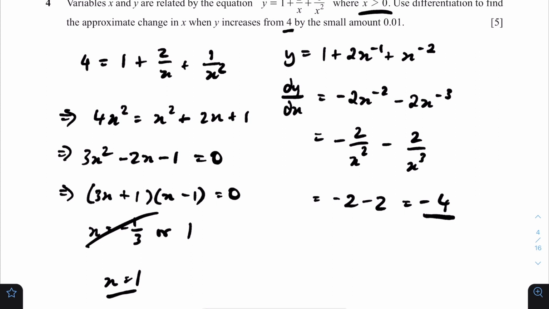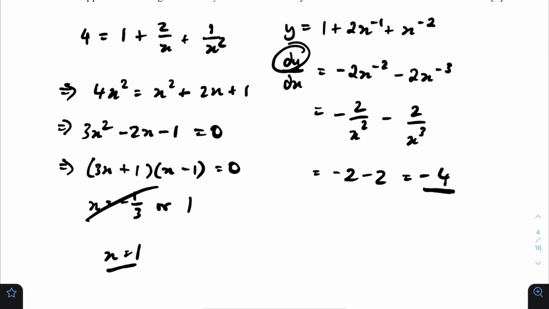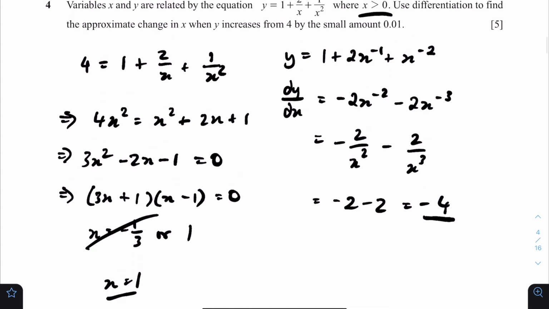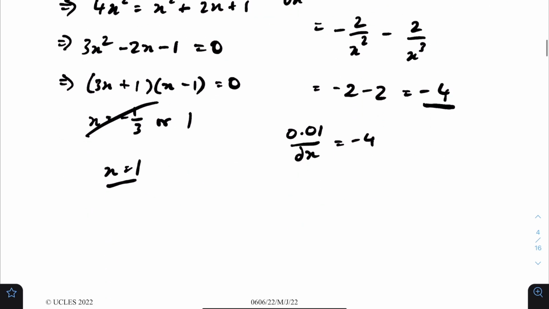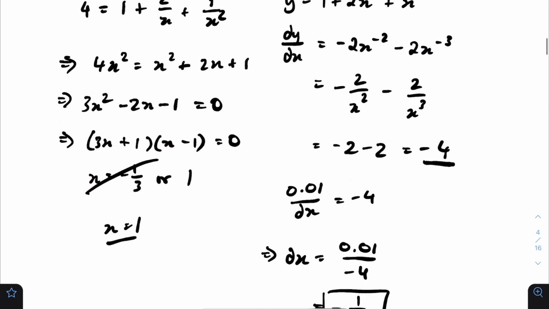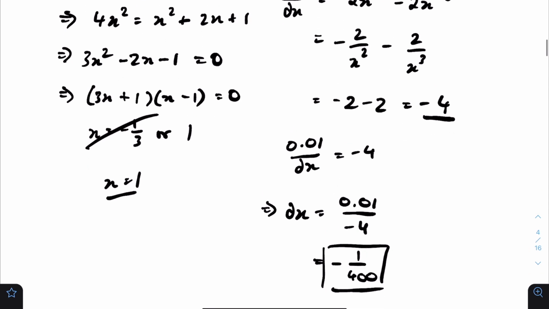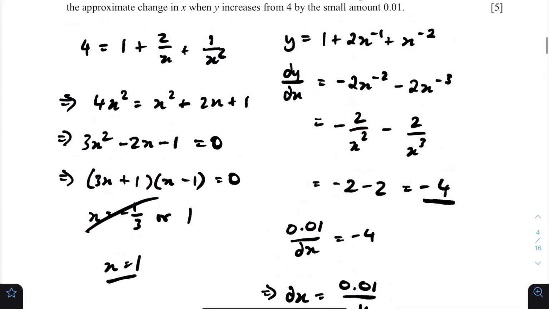And obviously this is the same point at which y is 4. So based on that, we know what dy is. dy is equal to the change in y, which is 0.01. But we want to find what dx is. And given that dy over dx is equal to negative 4, we have an equation right there. So 0.01 over dx is equal to negative 4. And now we have to solve for dx. So dx is equal to 0.01 over negative 4, which is the same thing as negative 1 over 400. And that is our answer. So just think about dy and dx as actual entities and use that to solve this equation.